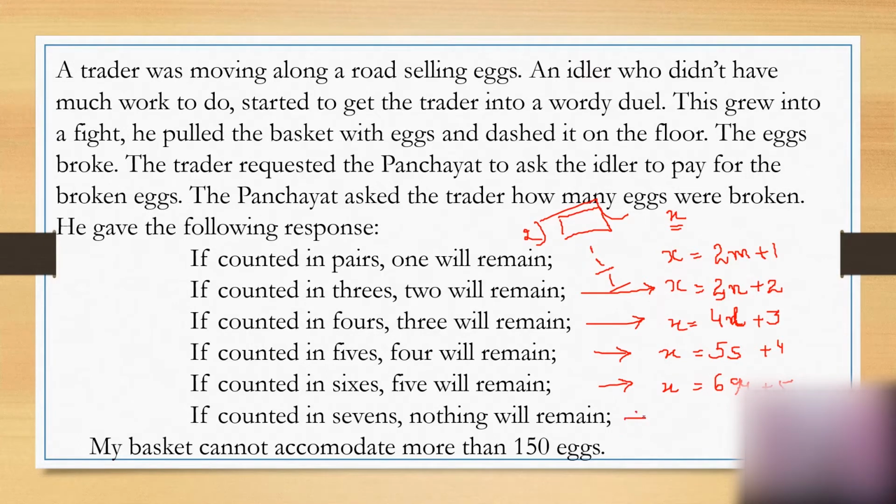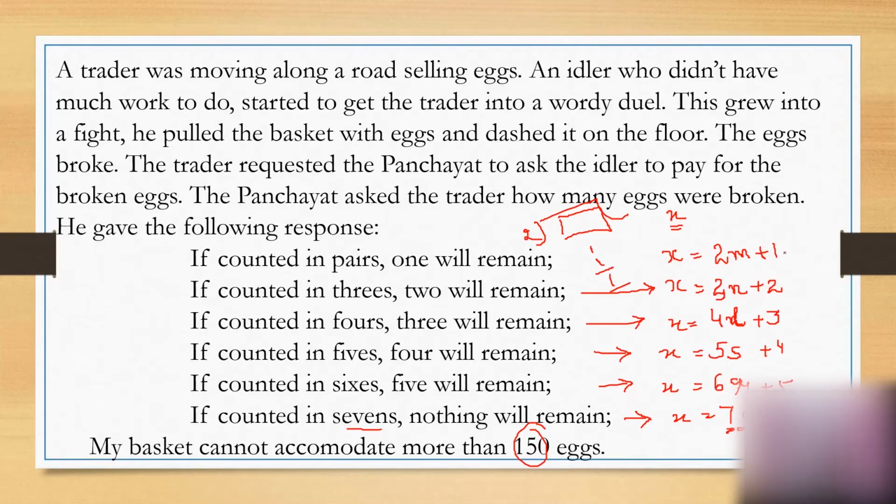And if we divide the same total number of eggs by 7, the number is completely divisible by 7. And we are supposed to find the value of x. So if we observe this, the number is not divisible by 2, not by 3, not by 4, 5, 6, but it is divisible by 7. It means the answer number is less than 150, as well as a multiple of 7.